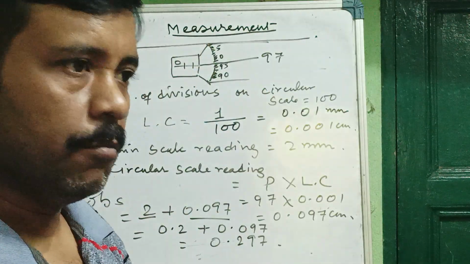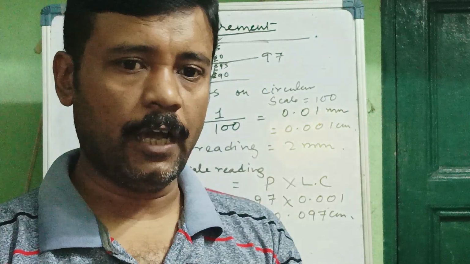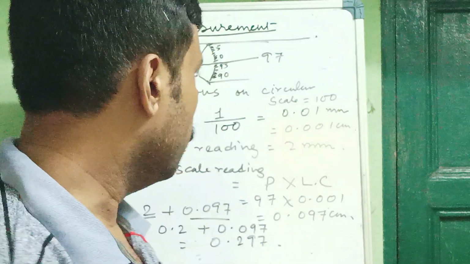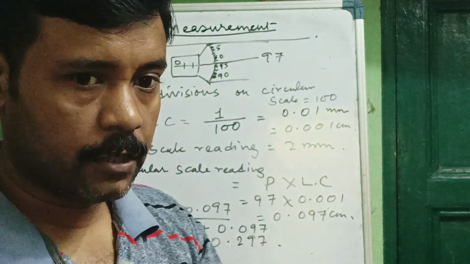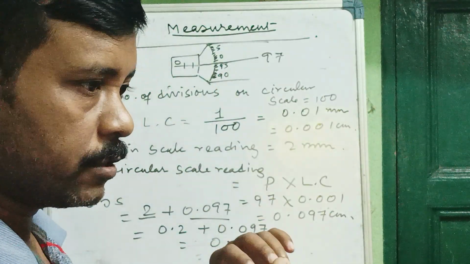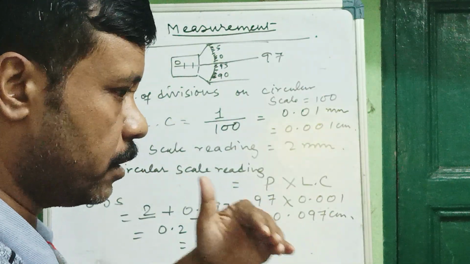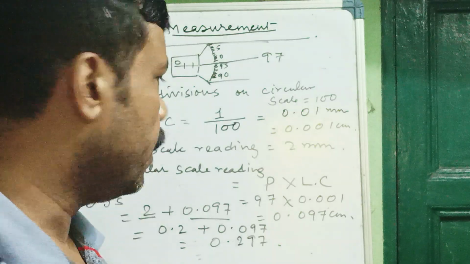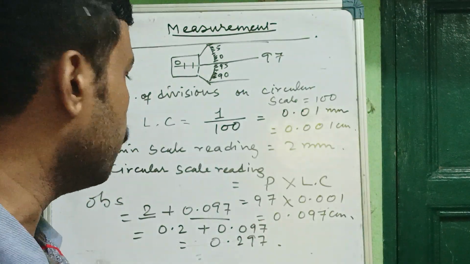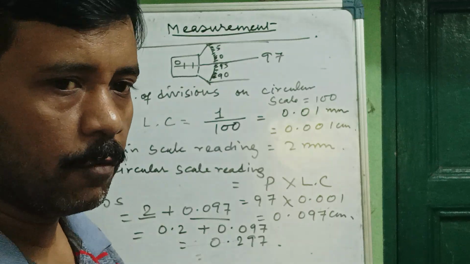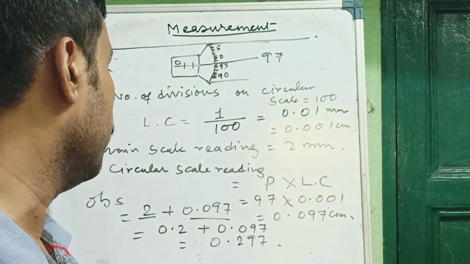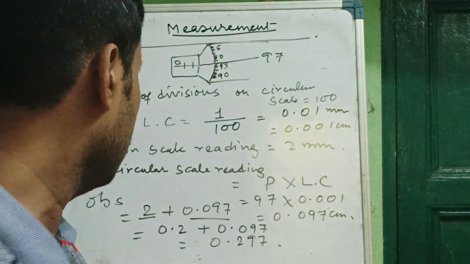For the vernier scale, the vernier scale reading and the main scale reading, the vernier scale coinciding factor is the main factor. For a screw gauge, the circular scale and the main scale is the main factor. The circular scale rotates and the main scale calibration is the main factor. So both have a least count, and the least count is multiplied with the number of coinciding divisions. So then we get the observed reading.